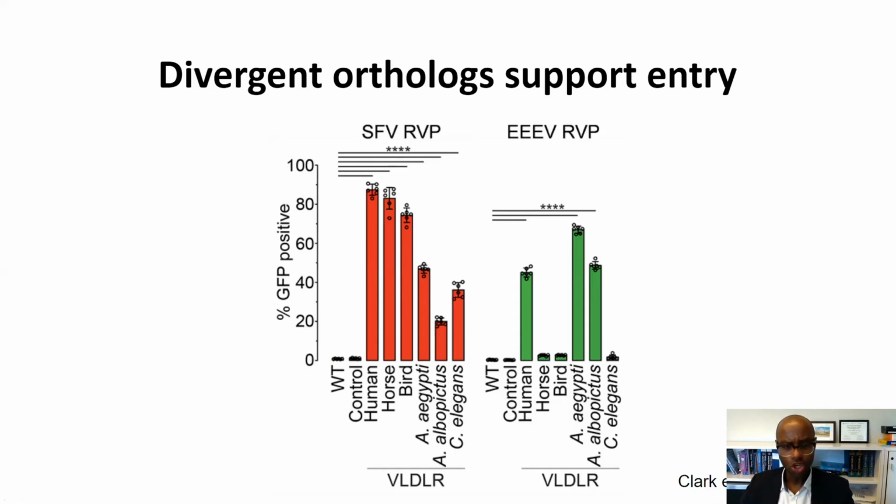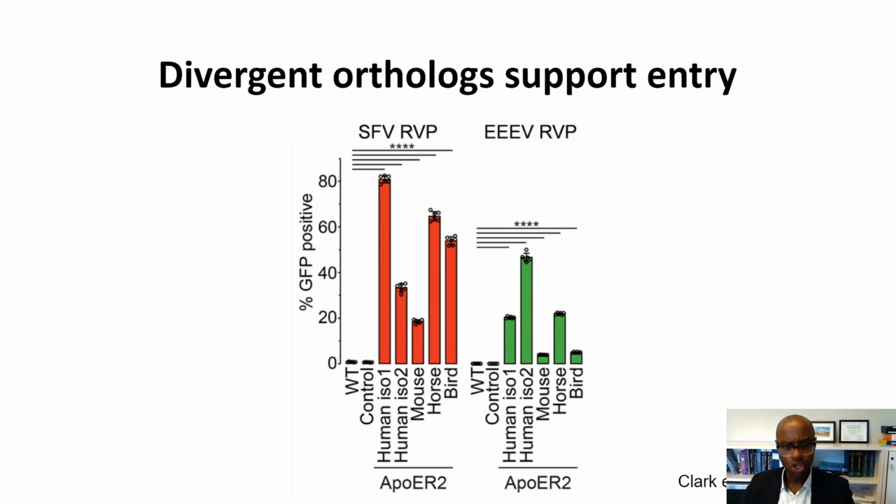We also wanted to do a similar set of experiments with ApoER2. For ApoER2, there's not a defined ortholog in mosquitoes or other invertebrates, so we only tested mouse, horse, and bird. And hopefully you can see here that there's an interesting pattern whereby SFV, again, seems to be quite promiscuous in being able to use multiple of the isoforms we tested, and EEE being able to use horse ApoER2, and maybe less so bird and mouse in this case.